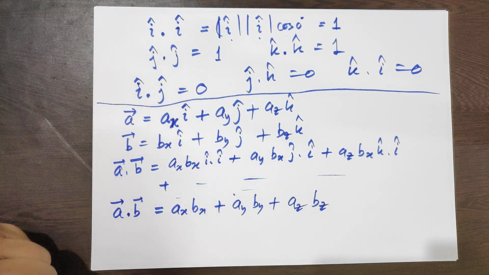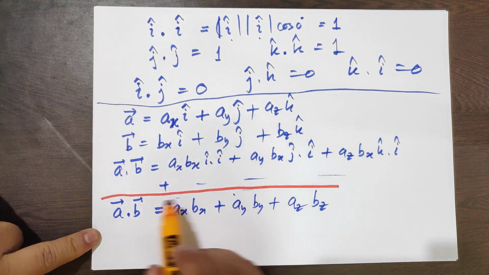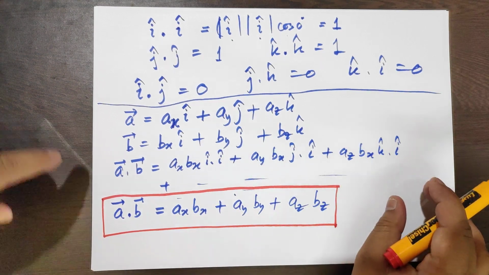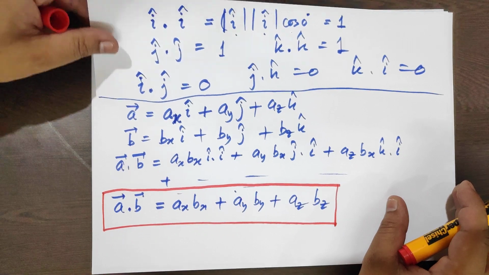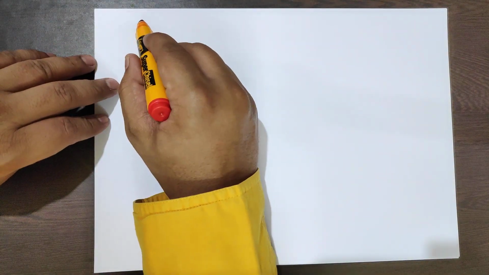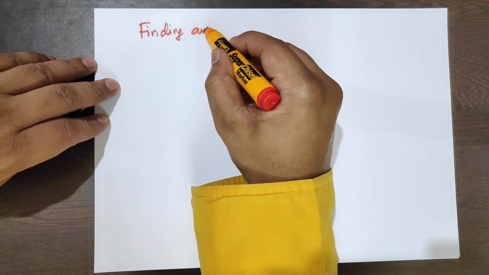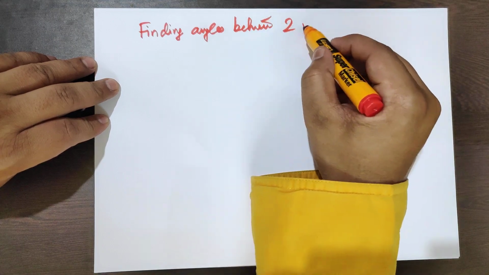And so you can express dot products in terms of components like this. Okay. And another use of dot product is to find the angle between two vectors using dot product. Finding angles between two vectors.